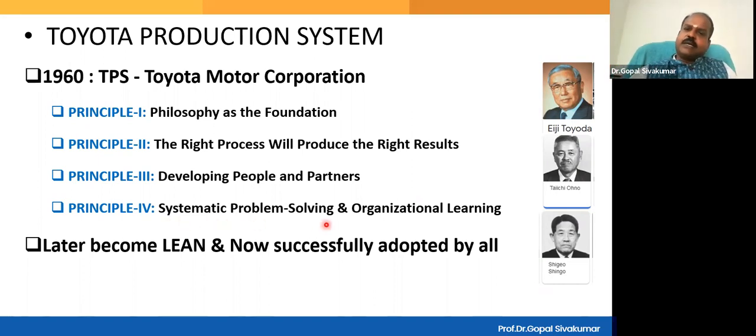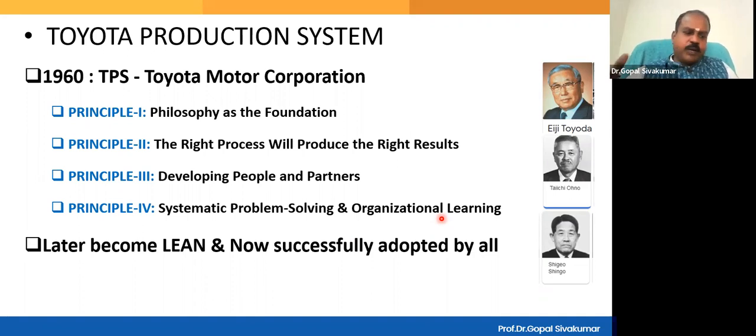And finally, systematic problem solving and organizational learning, which means you must learn to recognize the problems. You must learn to admit problems. If you are not admitting problems, you will never be able to solve them. Am I correct? A problem should be admitted as a problem. A gap in performance should be admitted as a gap in performance. So that is where these understandings are important.